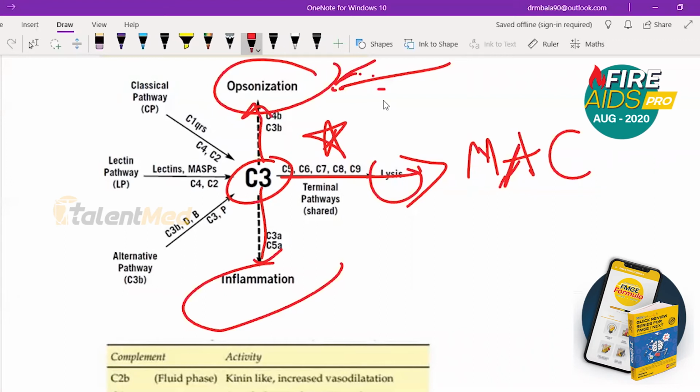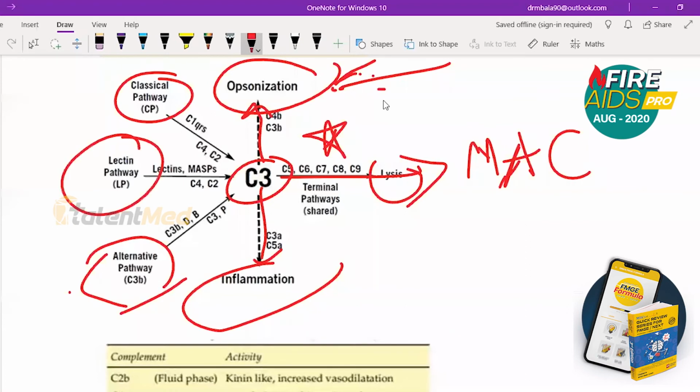So where does this C3 come from? One is directly from C1, that is the classical pathway. Or there is the alternate pathway, that is C3b, where the C3 comes directly. Or there is the lectin pathway, which is from C4 to C2. So from C4 and C2 it comes as C3.